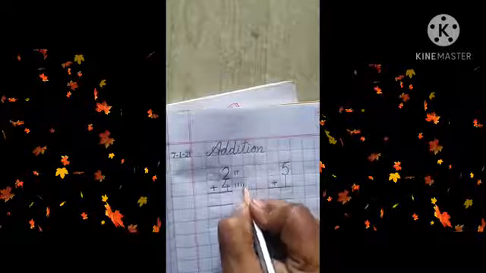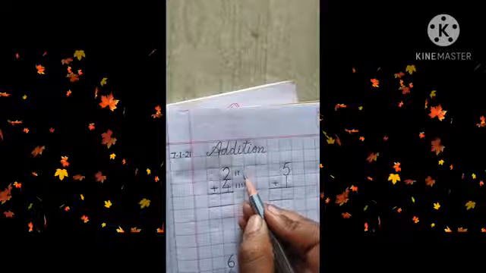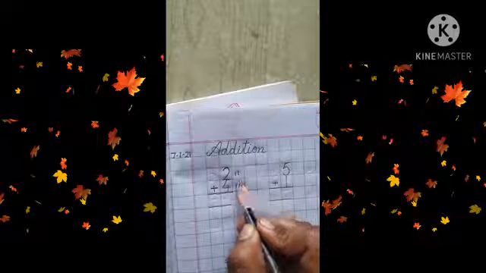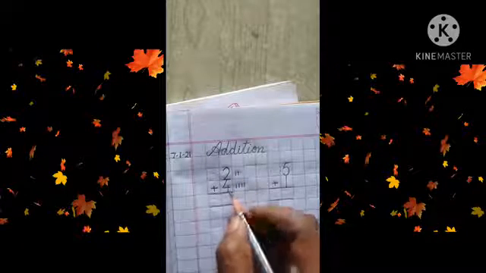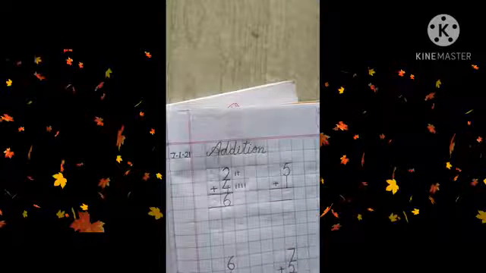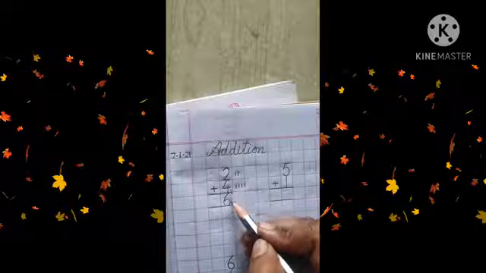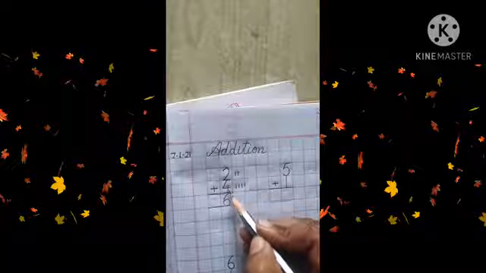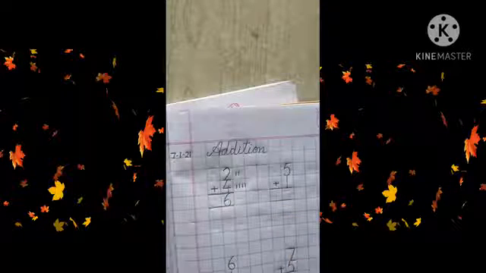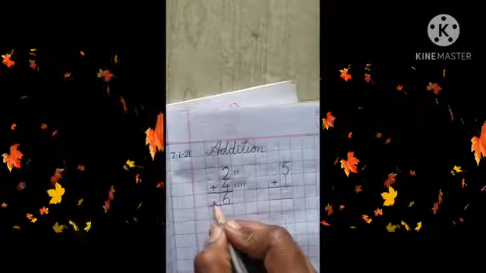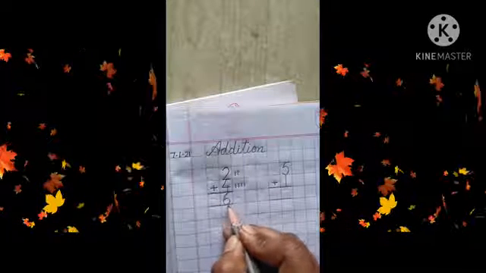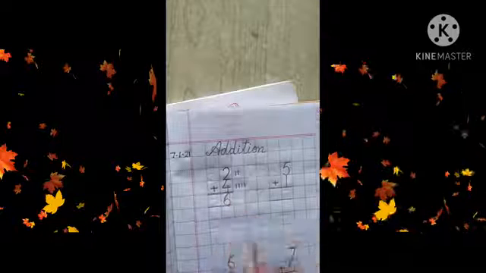1, 2, 3, 4. And now all of you count all these lines. 1, 2, 3, 4, 5, 6. So the answer will be 6, like this. See children, you will write 6 in this line only, after this 4 only. Okay, don't write here. This is the place of tens, not for ones. This is a 1-digit answer, so you will write below this 4 only.